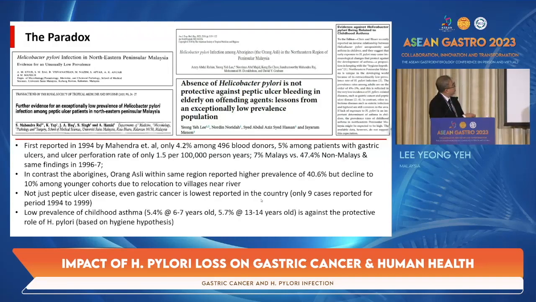Now, interestingly, also when we published about looking at asthma, there's a low prevalence of childhood asthma in this population, with only 5% in 6 to 7 years old and 5.7% in 13 to 14 years old. Now, if you believe in the hygiene hypothesis, a child who plays a lot in dirty places tends to have less hygiene, but they should be protected against asthma. And usually poor hygiene is associated with Helicobacter pylori infection. So in this population, because of the hygiene hypothesis, it somehow contradicts what we found, because instead of the other way around, we actually found a lower prevalence of childhood asthma.